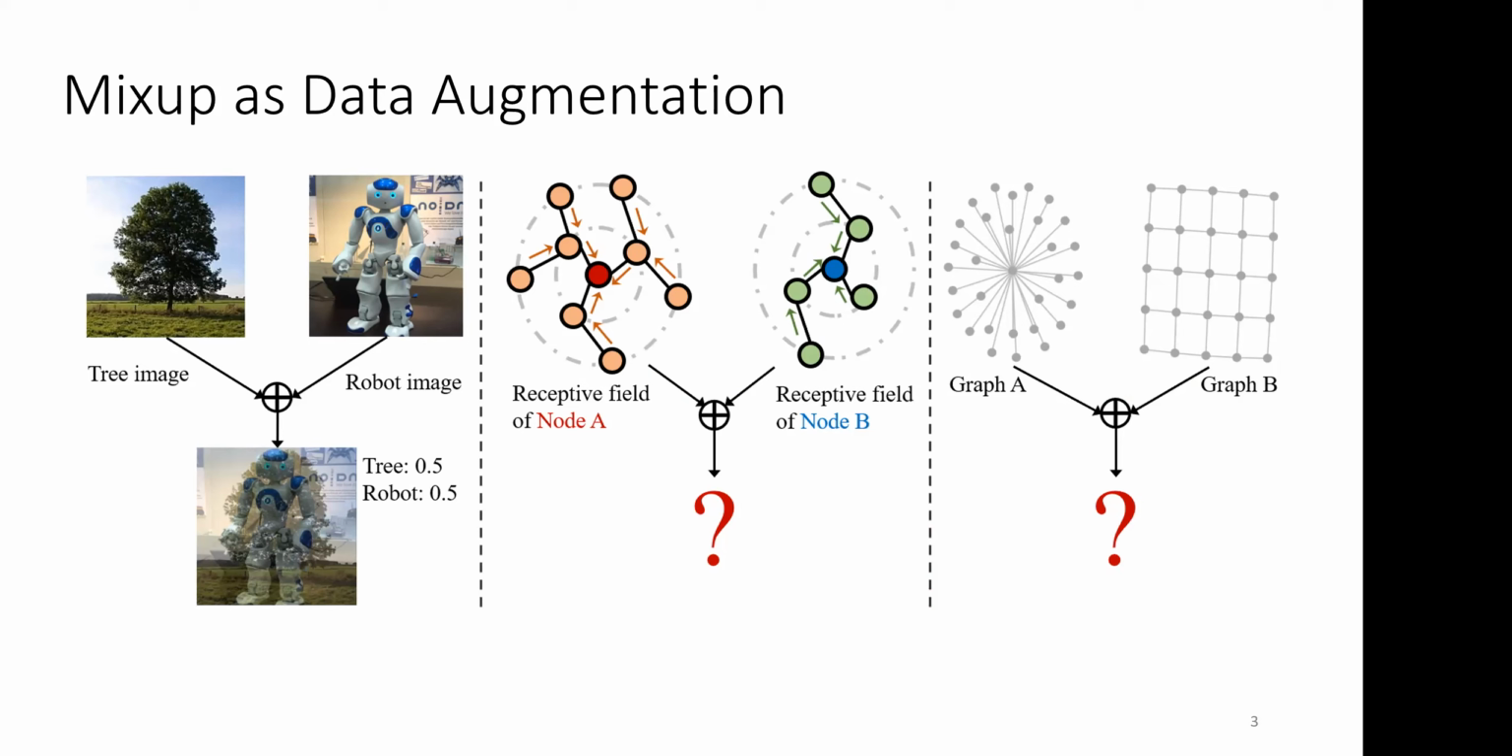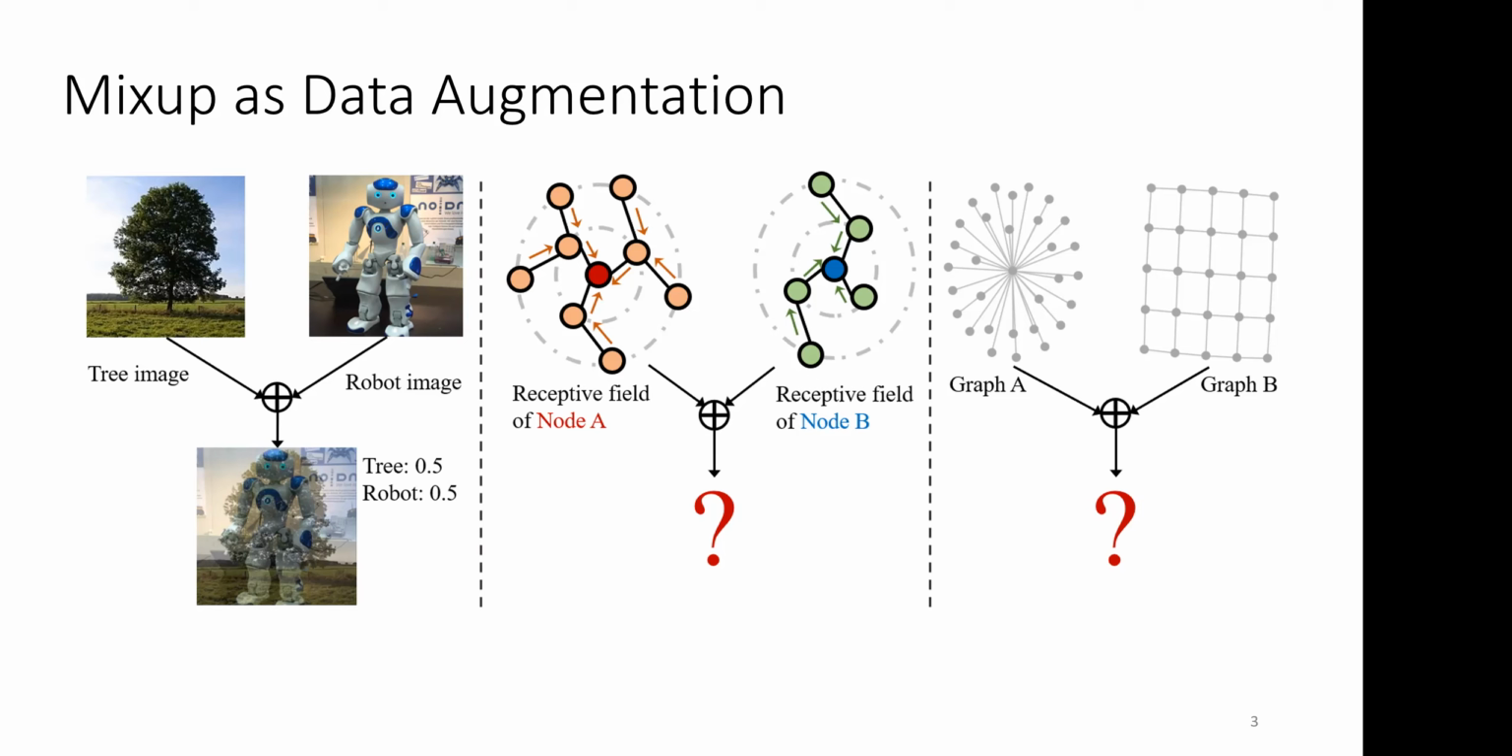A in red and B in blue, we need to mix their receptive field subgraphs. On the right-hand side, we can see that for graph classification, we need to mix the nodes and the graph topology of a pair of graphs. Although Mixup is effective in augmenting image data, designing Mixup methods for graph learning is challenging. The challenges are rooted in the irregularity and the connectivity of graph data.